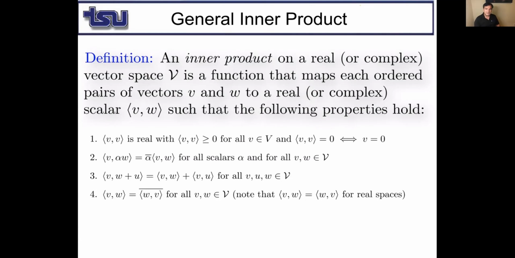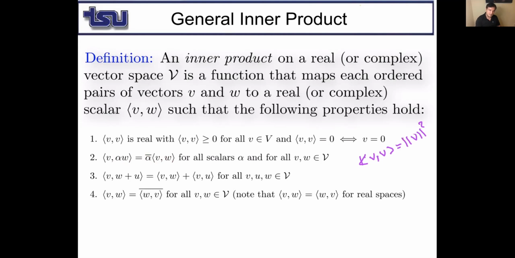The properties that we're going to have, just like from Rn: V inner product V is real, because we know that V inner product V is equal to the norm of V squared. So that means we know that that is bigger than or equal to 0. And we know that V inner product V will be 0 if and only if V is 0. That's the first property.